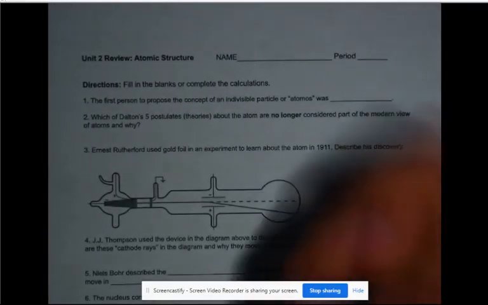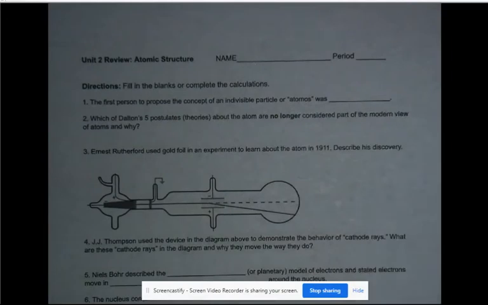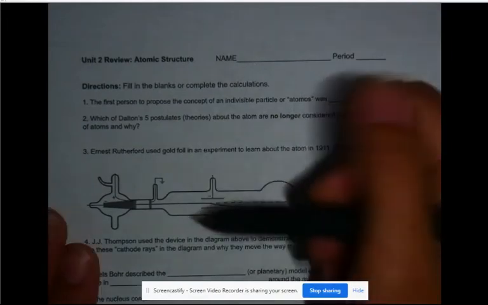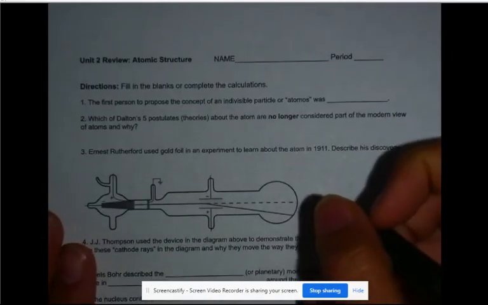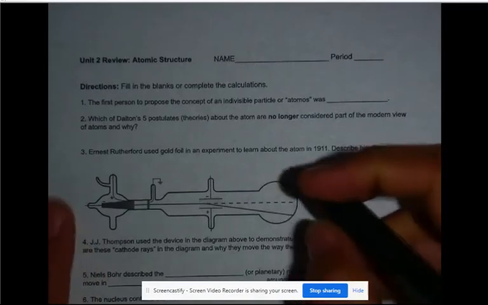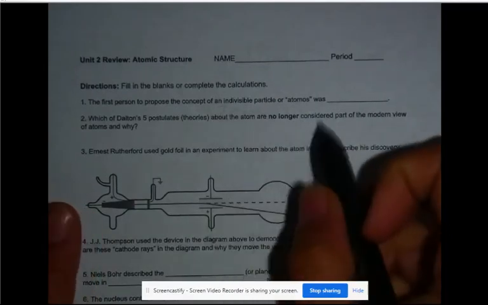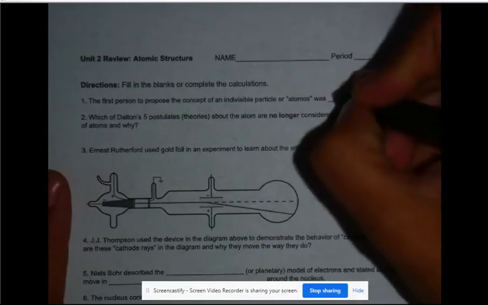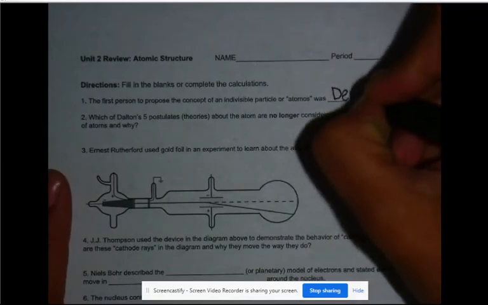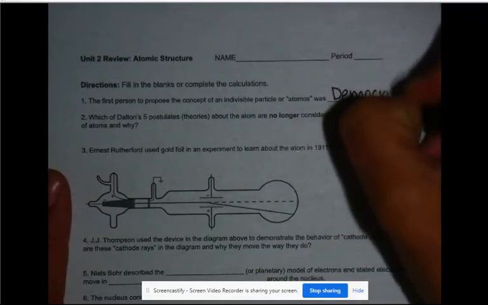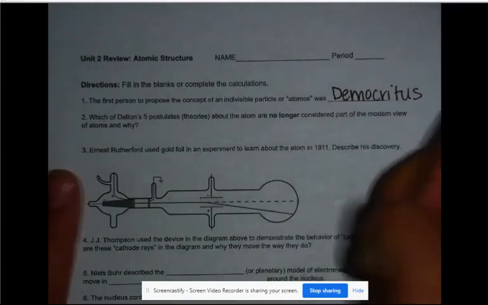All right, let's do this. So your test is tomorrow. Let's look at the first 5 right now. Our first question says, the first person to propose the concept of indivisible particles or atomos was who? Yep, Democritus. Good.